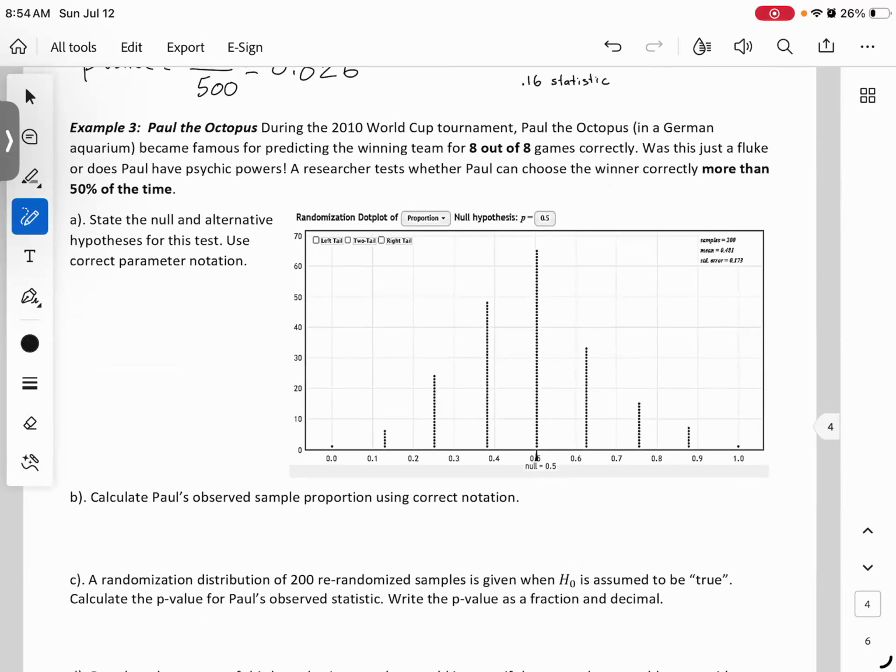Example 3 says that Paul the Octopus was famous back in 2010. The World Cup soccer was going on, and he was asked to predict who would win out of 8 different matches. And the crazy thing is he got a perfect score. He was able to predict 8 out of the 8 matches and who would win correctly. I believe what they did is they put a bucket with the flags of the two teams, and he would pick whichever bucket, but he got 8 out of 8 correctly.